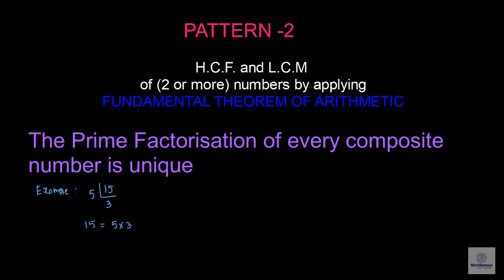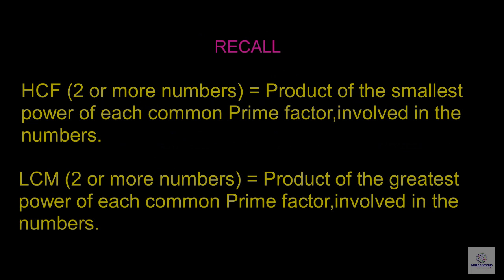The order can change. So the full statement of the fundamental theorem of arithmetic states: every composite number can be expressed as a product of primes, and this factorization is unique apart from the order in which the prime factors occur. That is, we can write 5 into 3, or in another order, 3 into 5. Anyway, multiplication obeys the commutative property. 5 into 3 and 3 into 5 have the same meaning. So let's see how we use this to do sums.